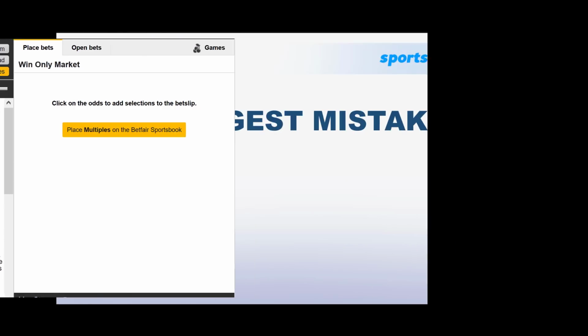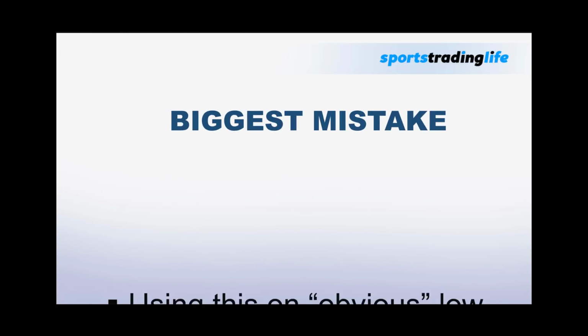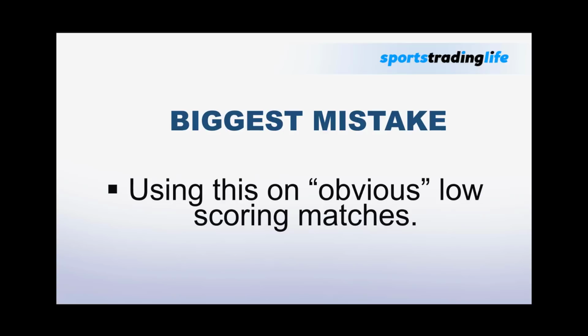But let's look at what I would say is the biggest mistake newbies can make when they're trading under 2.5 goals. And it's that right there. It's using this on obvious low scoring matches. Now this might sound a bit strange. You might think I've lost it here, but if you believe a match is going to finish under 2.5 goals and everything is pointing towards that, then it's probably not a good match to trade under 2.5 goals.